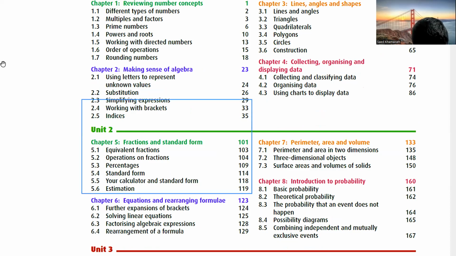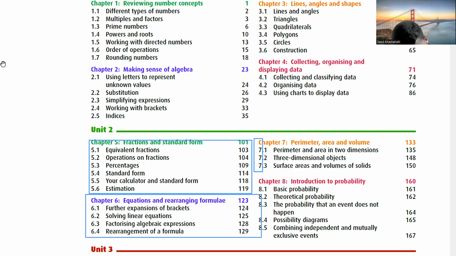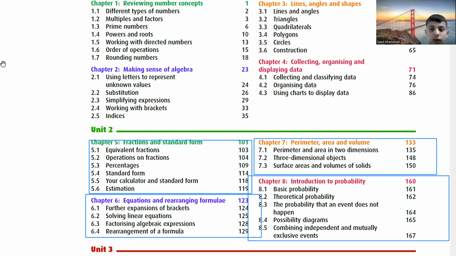Don't forget in IGCSE we use calculators. Chapter 6, equations and rearranging formulas. Then chapter 7, perimeter, area and volume. But we do the extended part, not the core. So we need to know both the extended and the core.